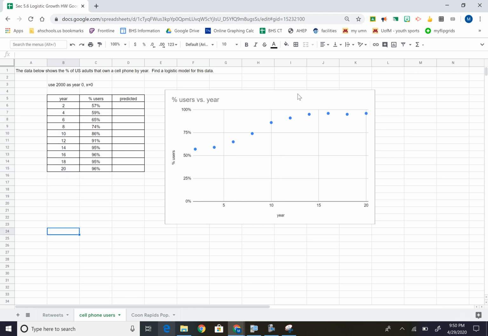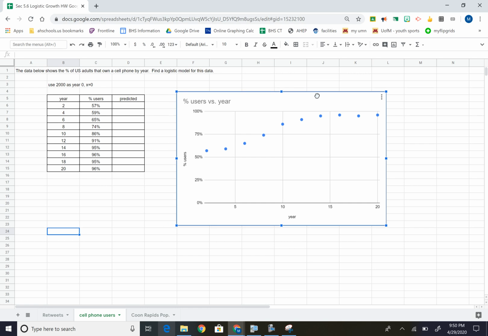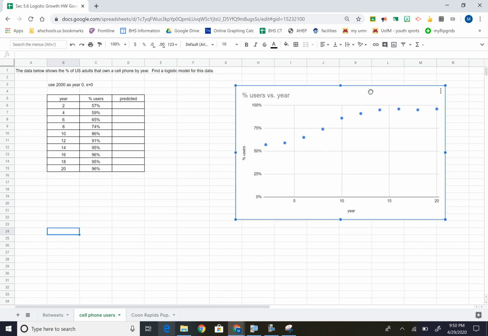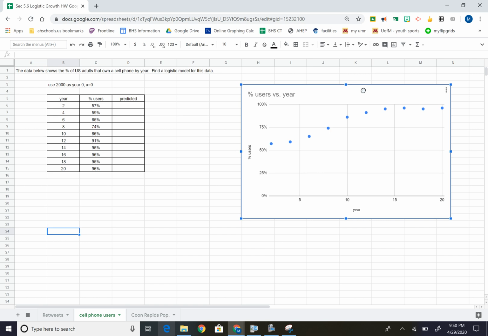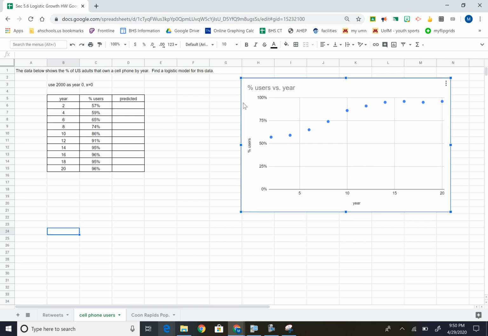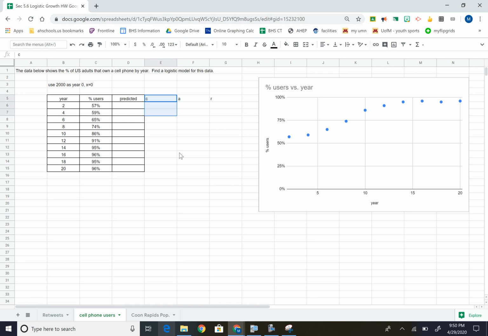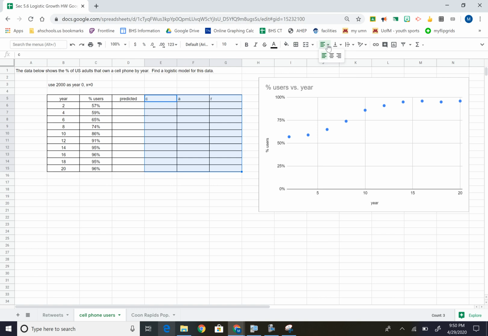All right. So now I want to show you a way that you could try to guess at the logistic model to fit some data without using a graphing calculator. So remember, we have 3 variables in the logistic model. We've got C, the carrying capacity. We've got A, which kind of relates to the initial value, and we've got R, the growth rate. I'm just going to create columns for these. So this method's going to be a little bit of guess and check, and I kind of like it.